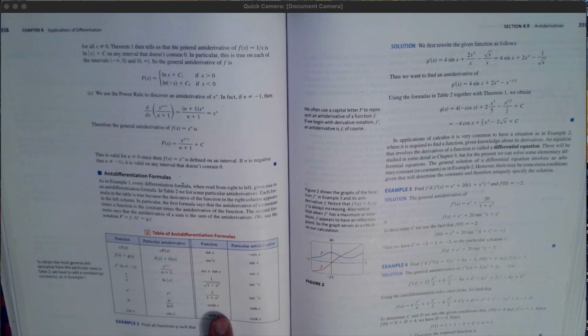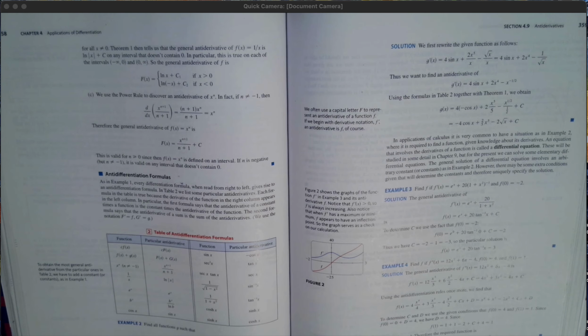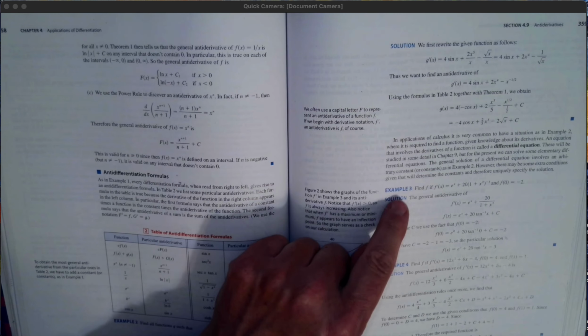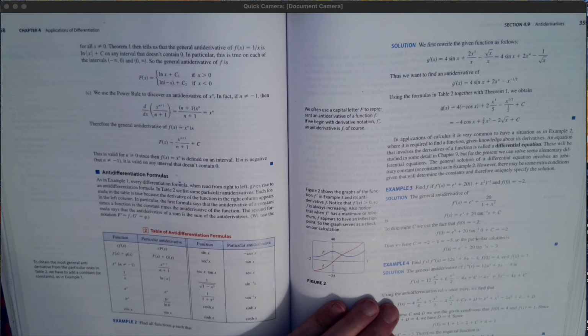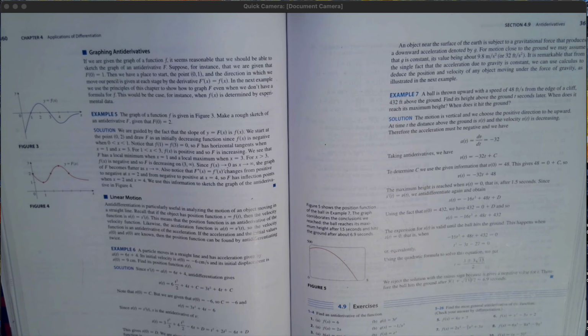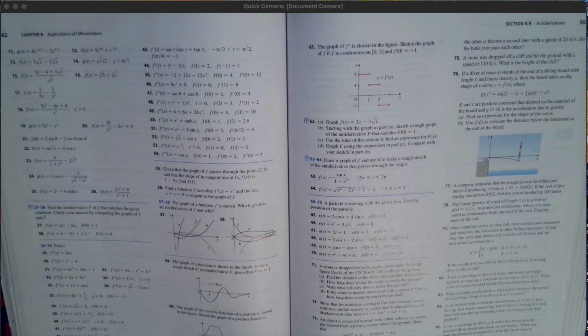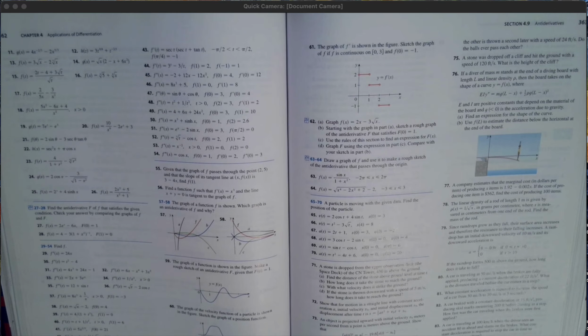And you should memorize this table on page 358. You should know the antiderivative formulas. And basically be able to do the problems like we did in class, which are example 2, 3, and 4. We basically did those. We did a problem like example 6 also, page 360. All right, that's what you need to study for the test.